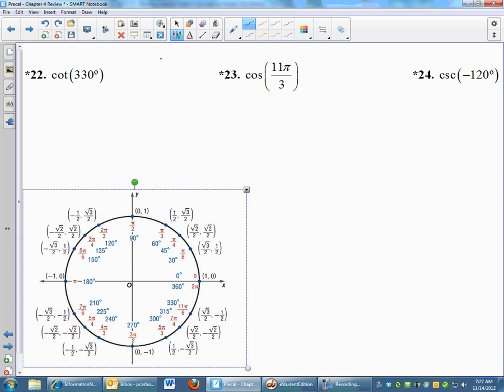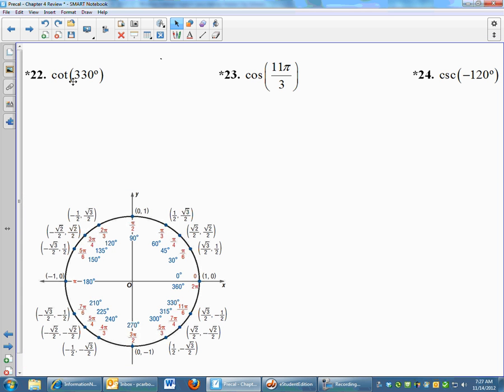Number 22, the cotangent of 330. Let's find 330 degrees, which is right here. If I want to do the cotangent, you need to know what that is. It is the reciprocal of tangent, but tangent is not on our unit circle. We only have the x's and y's, which are your cosines and sines. So I'm going to think of cotangent as the cosine of 330 over the sine of 330.